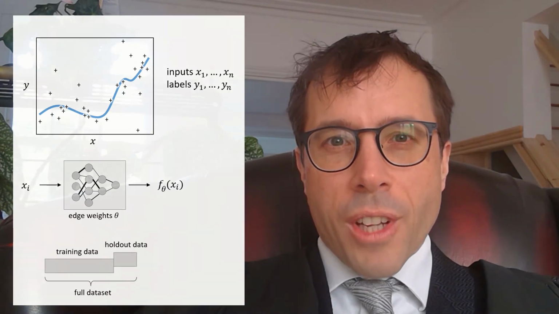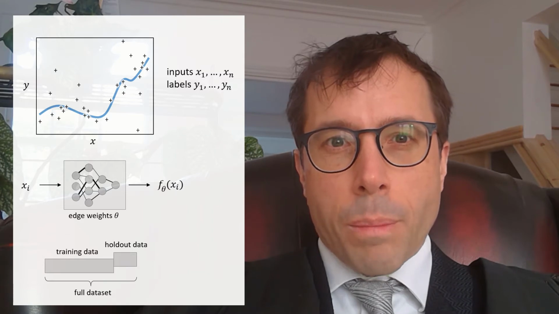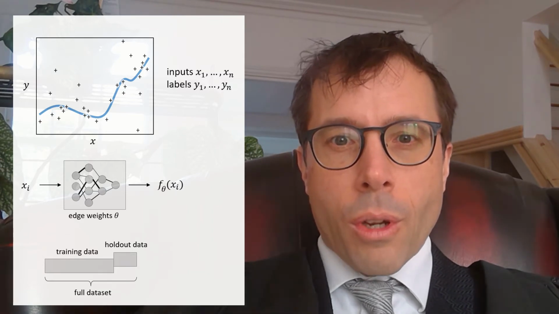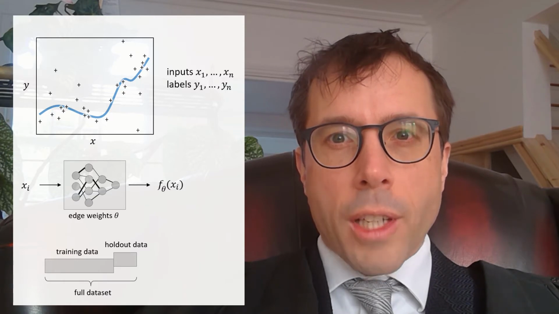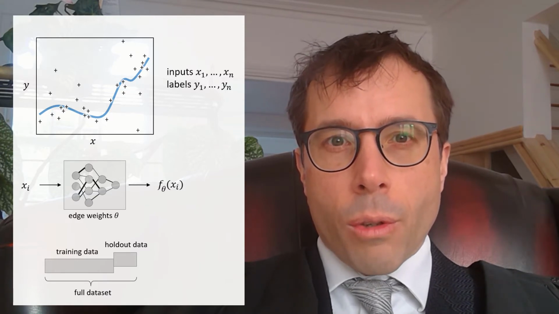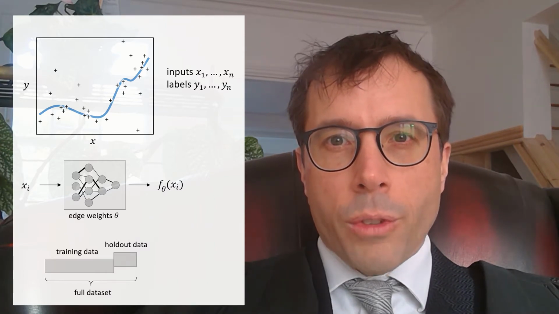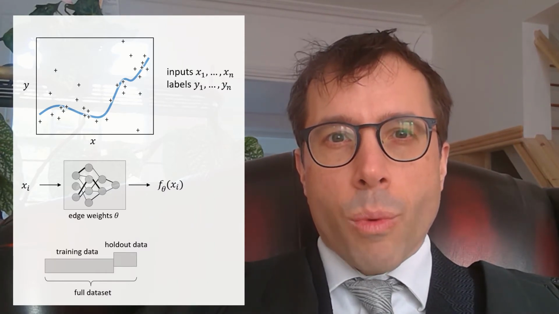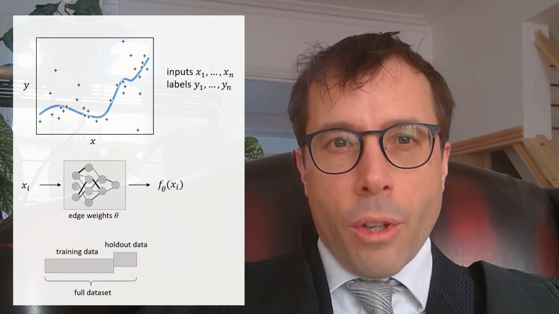But we don't want our neural network to cheat by just memorizing the data we give it and, well, parroting it back to us. So we split our dataset into two parts. One part, the training data, we use to train the neural network, i.e. to fit the theta parameters. The other part, the holdout data, we set aside, and once we've finished training, we measure how well our trained neural network does on this holdout data.